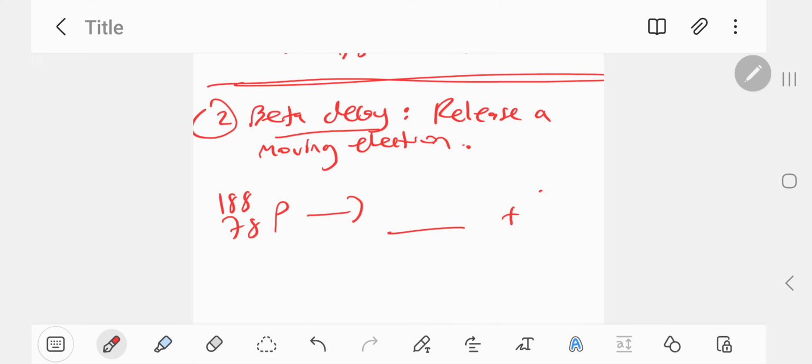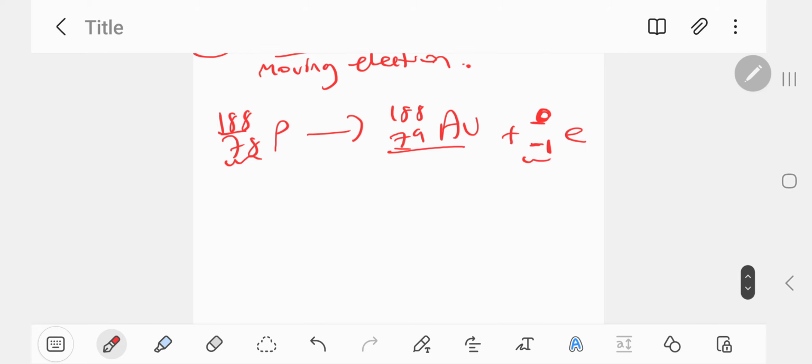A beta particle is expressed like this: 0 minus 1 e. Electrons don't have any mass. Well, to an approximation, they do have a very small mass, but we'll call it 0 mass. That's its atomic mass, and its atomic number is -1 because they've got a charge of -1. So let's work out what this missing element is. Same thing as before. Numbers top and bottom have to match. Something plus 0 is 188. Something minus 1 is 78. That's 79. And the element with atomic number 79 is gold, Au.